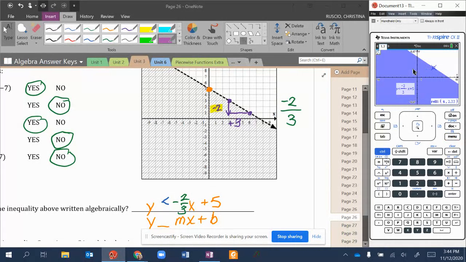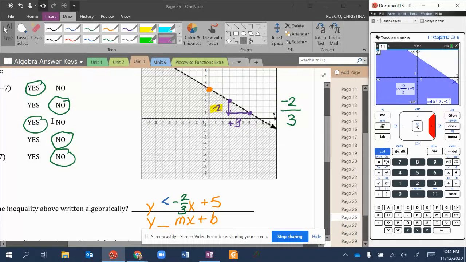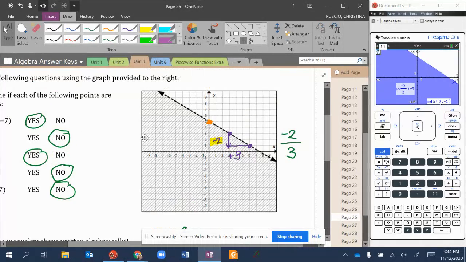We've already changed our trace step, so now we can see our y-intercept is 0, 5. Our next point is 3, 3. So much better. 6, 1. Oh my gosh, I'm loving it. 9, -1. And now we can see that we graphed our inequality correctly.